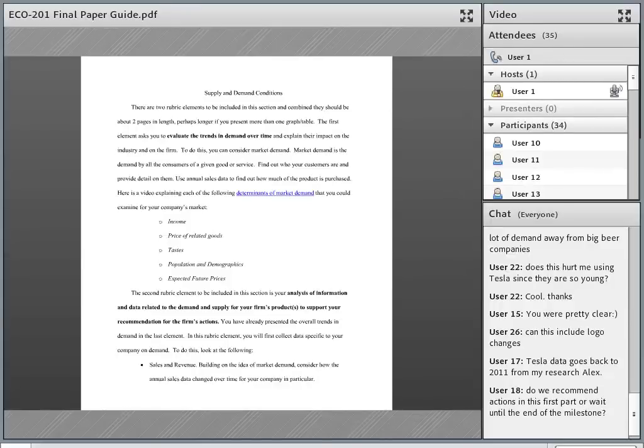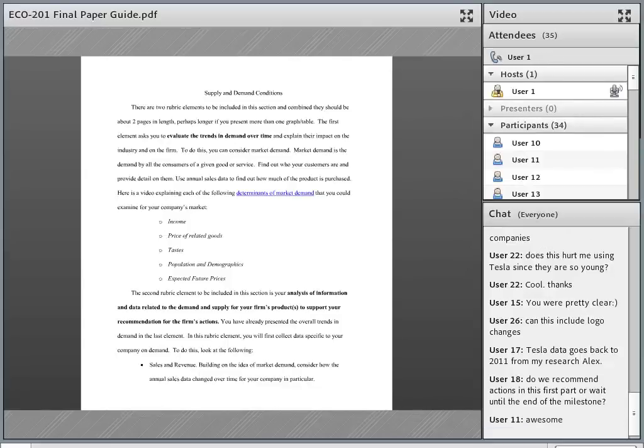All right, so Rob asks, do we recommend actions in this first part or wait until the end of the milestone? That's a great question. You are not making a recommendation here, but what you outline here is going to support your recommendation in the recommendation section, if that makes sense. So you're setting yourself up to make a recommendation in the conclusion portion of the paper.